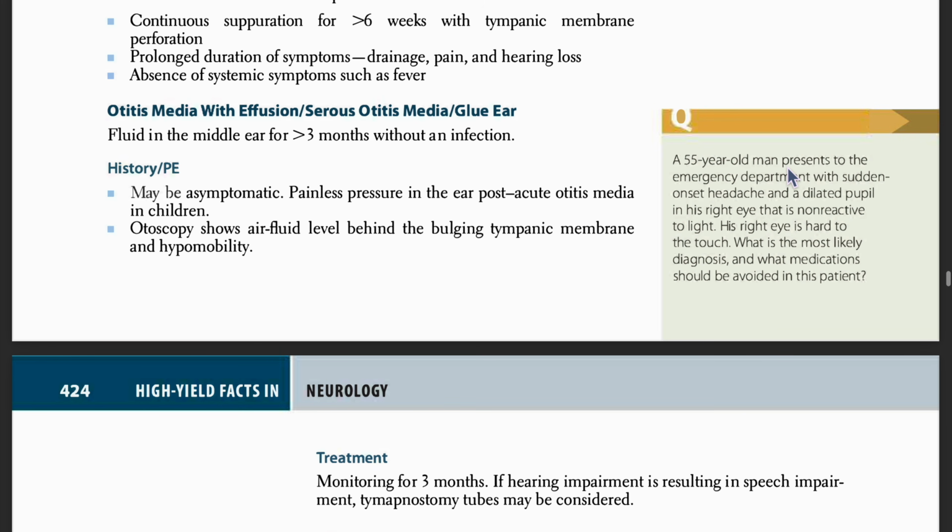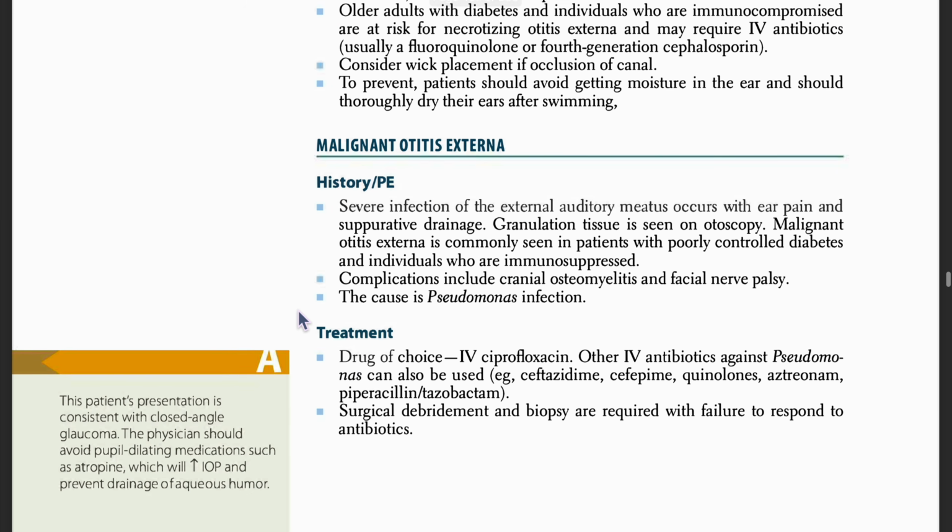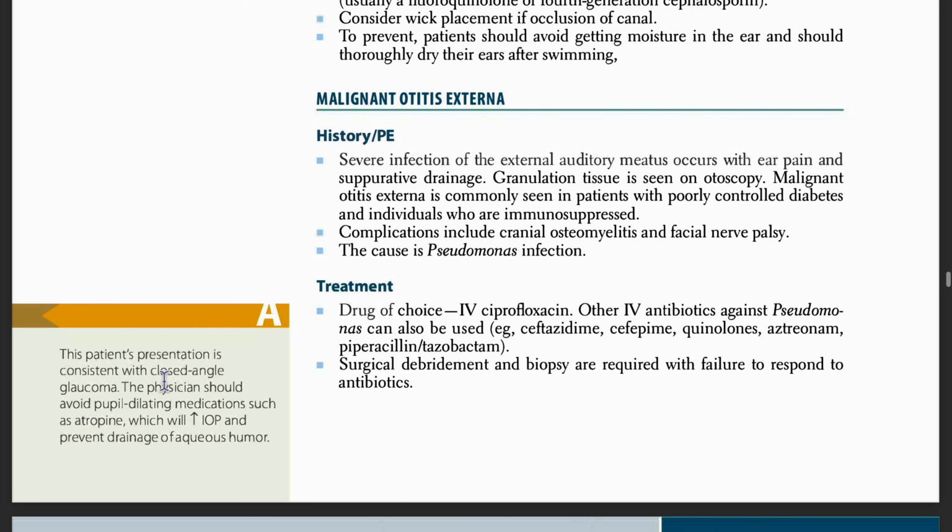Question. A 55-year-old man presents to the emergency department with sudden onset headache and dilated pupil in his right eye that is non-reactive to light. His right eye is hard to touch. What is the most likely diagnosis and what medication should be avoided in this patient? Okay, the patient's presentation is consistent with closed angle glaucoma. The physician should avoid pupil dilating medications such as atropine, which will increase intraocular pressure and prevent drainage of aqueous humor.